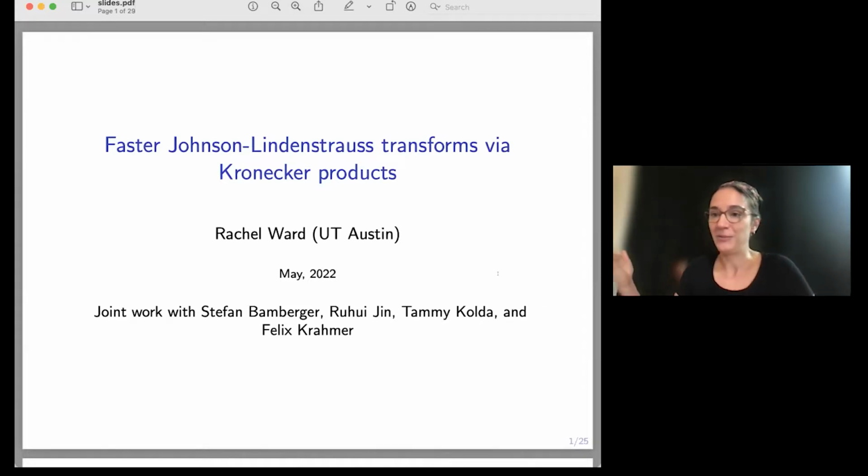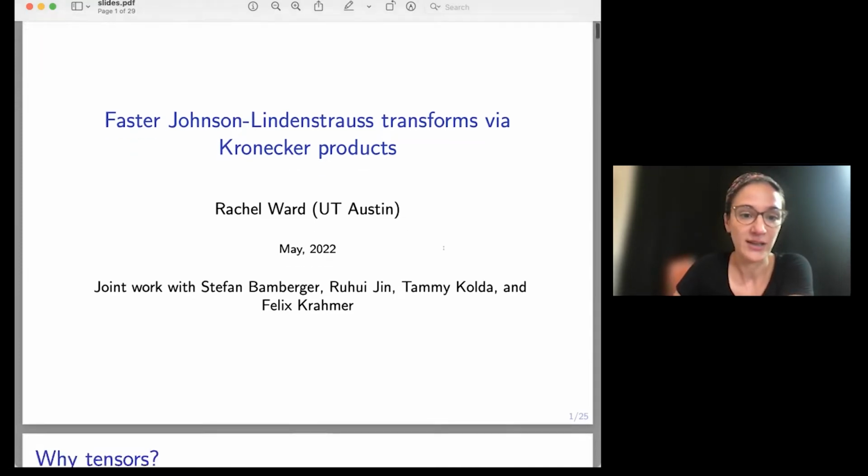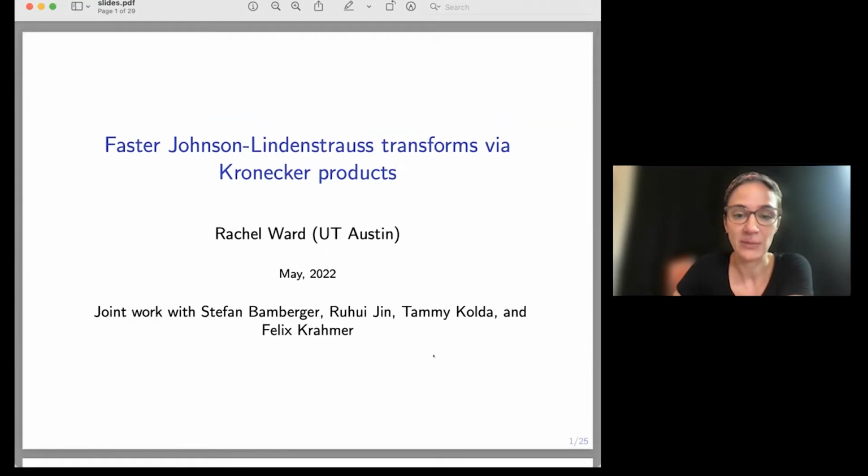I was asked to talk at this workshop, and I saw the other people who would be talking, so I decided to talk on this topic. It's closely related to work that David Woodruff has done, and Jelani Nelson is of course an expert on fast Johnson-Lindenstrauss transforms as well. This is some work I did. I'm going to talk about a first paper I did jointly with my student Ruhui Jin and Tammy Kolda, and then a more recent paper with my colleague Felix Krahmer and his PhD student Stefan Bamberger.